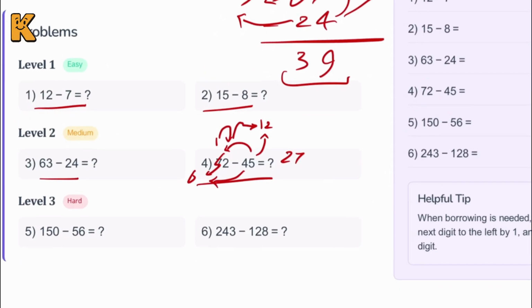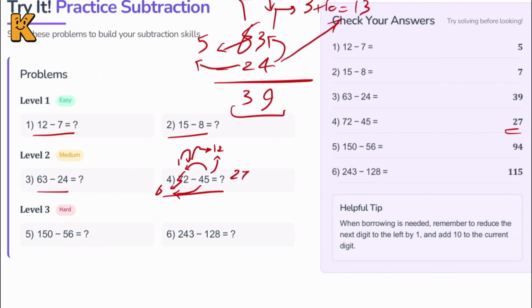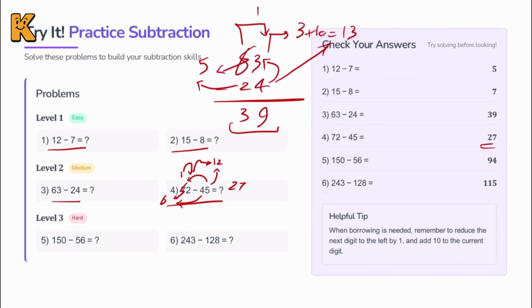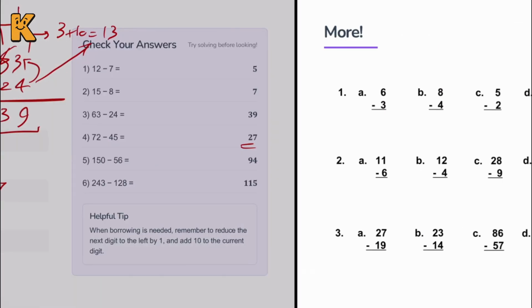For the next one, 150 subtracted by 56, again, we have an answer over here, 94. 243 subtracted by 128 equals 115. We did all of these in the previous videos. For the next slides, we are going to solve a couple of more complicated questions.